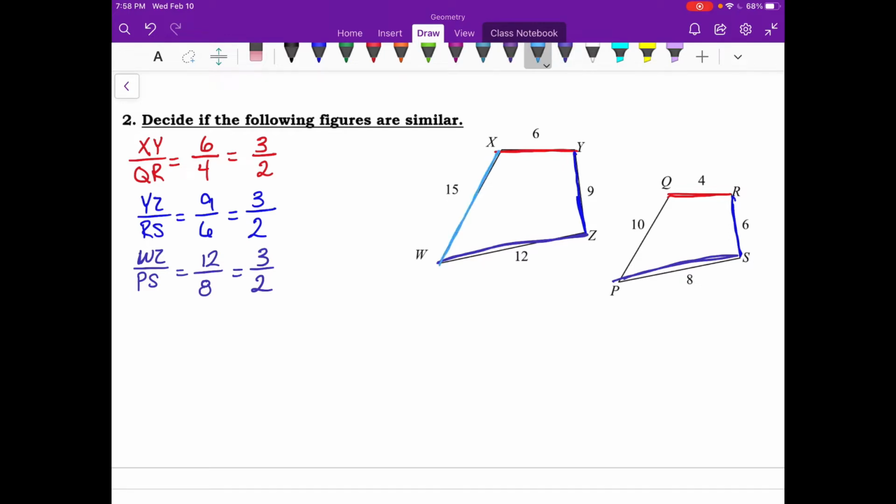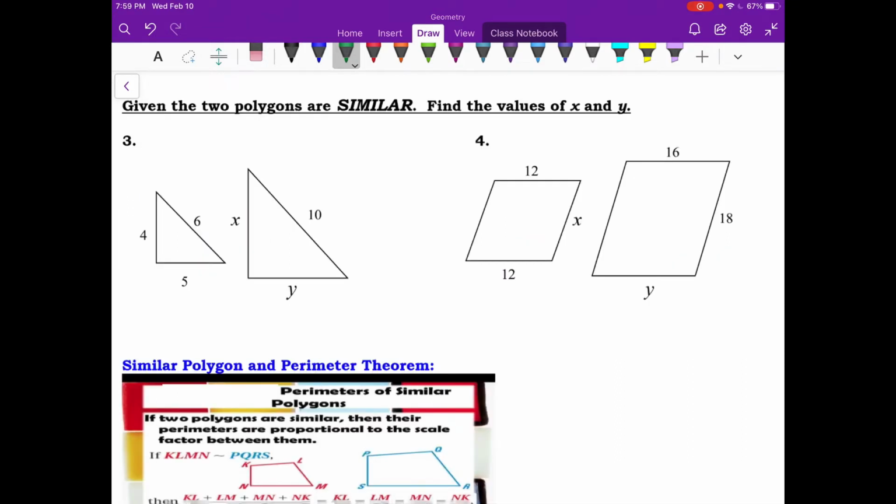So that would be XW and QP. XW over QP is equal to 15 over 10, which again reduces to 3 over 2. So all of my proportions were the same. They're all 3 over 2, which means these are similar. So I'm going to write a similarity statement. WXYZ, I'm going to put it in order, is similar to PQRS.